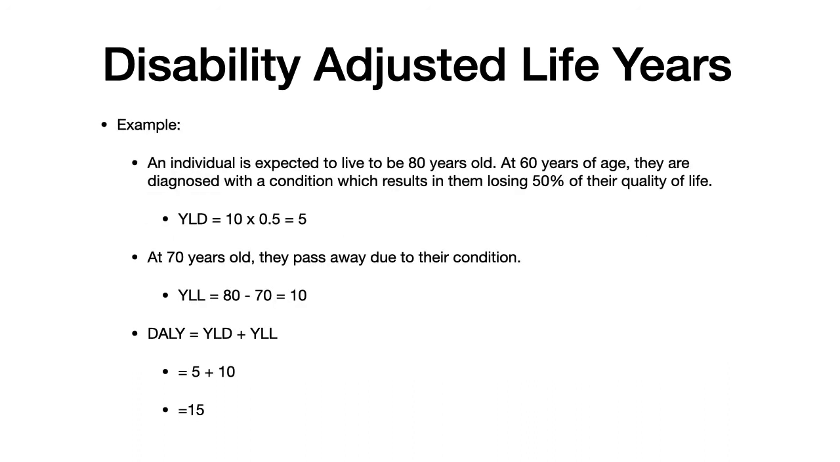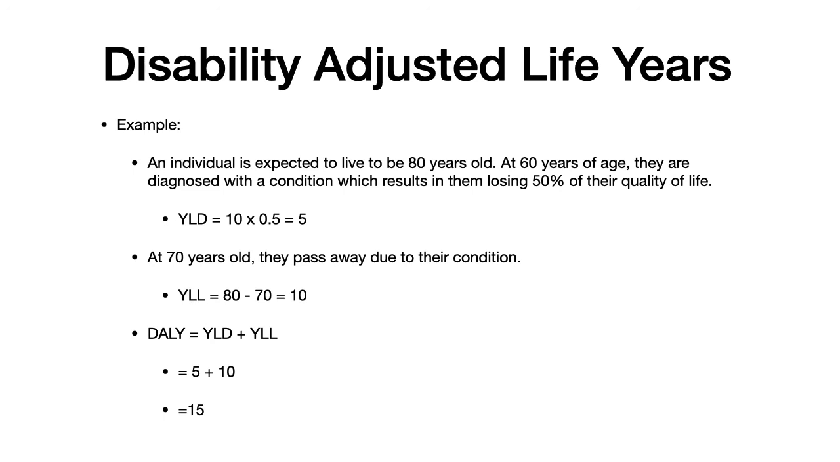So let's do one example just to put that into practice. If we have an individual who is expected to live to be about 80 years old, but at 60 years of age they're diagnosed with a condition which results in them losing 50% of their quality of life. What that means is for 10 years, leading up to their 70th birthday, they would lose 50% of their quality of life. And then at 70 years old, they pass away due to this condition.